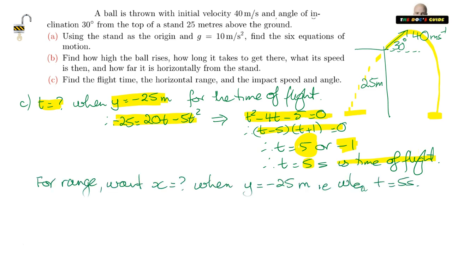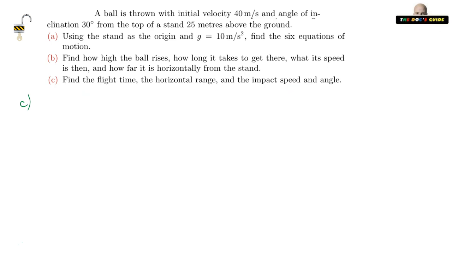The horizontal range is simply how far it went, so we want x when the vertical displacement was -25, which happened when t equals 5 seconds. So x is 20 root 3 times 5, the horizontal velocity times the time for which we were travelling with that, so that's 100 root 3 metres. So it hits the ground 100 root 3 metres from the bottom of our stand.